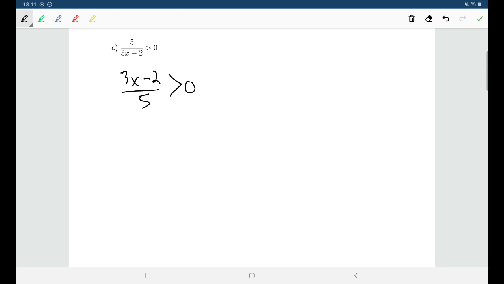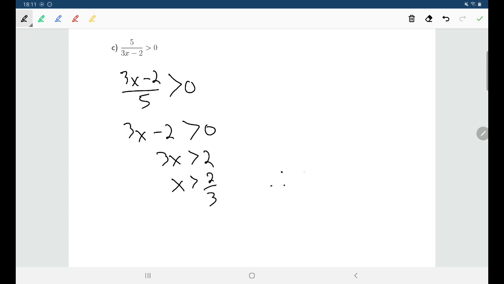And now I could multiply both sides of this equation by 5. Multiplying by 5 is multiplying by a positive number. That won't change the direction of my inequality. On the left side, when I multiply by 5, it gets rid of the denominator. On the right side, when I multiply by 5, it stays as 0. So I've got 3x greater than 2, or that x is greater than 2/3.